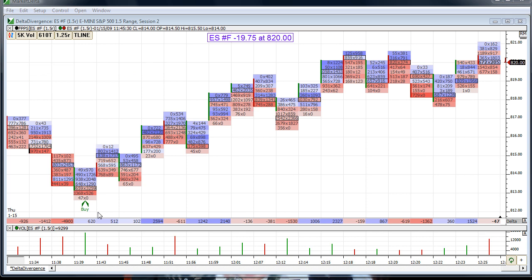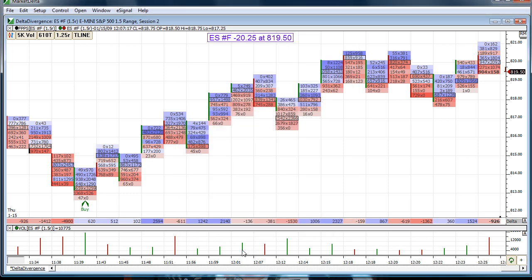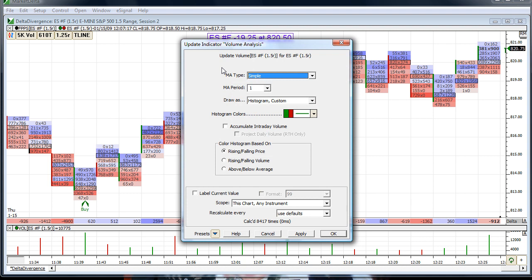The only two things I've really done to this chart, besides having this delta divergence indicator applied, is I've applied a footprint bar statistics indicator. This is in the technical indicator list, and I have just the total delta showing. And the only other thing I've done is add the volume histogram at the bottom of the chart. And this again is in the technical indicator list as well.